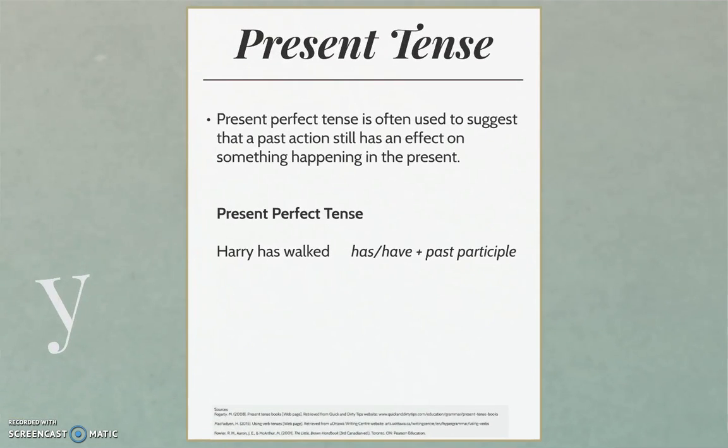Perfect tense generally indicates action completed before another specific time or action. The term perfect actually comes from the Latin term completed. Present perfect tense is often used to suggest that a past action still has an effect on something happening in the present. An example of present perfect tense is Harry has walked this route before. Here's the formula: has or have plus the past participle.